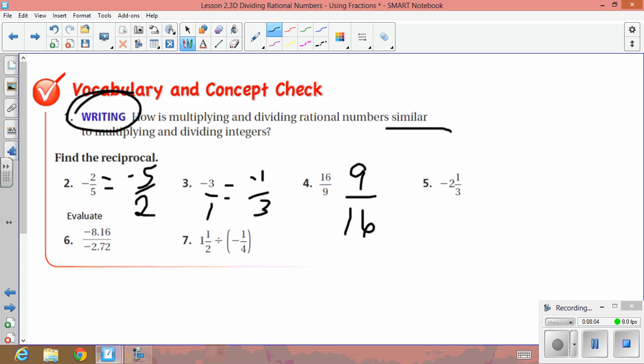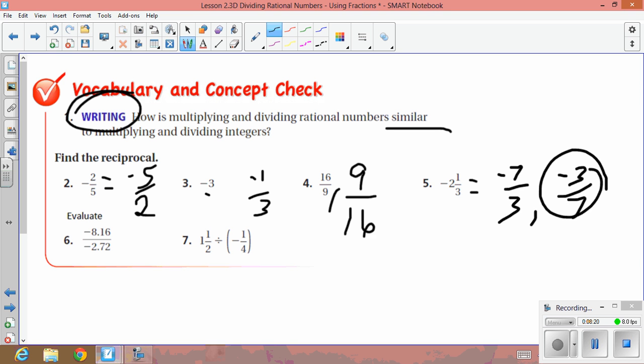Over 16. And for this last one, we first need to make it improper. So 3 times 2 is 6, plus 1 is 7. So currently I have negative 7 over 3, and the reciprocal is negative 3 over 7.